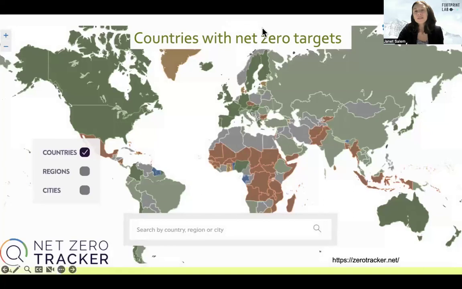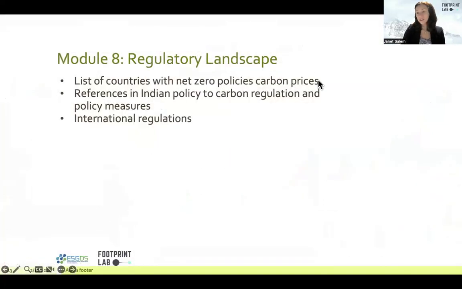So hopefully you can see the map. Actually, let me just introduce module 8. I'm going to talk about the regulatory landscape because your role in carbon accounting is going to be affected by what countries and companies have decided to do about this. So let's take a look.